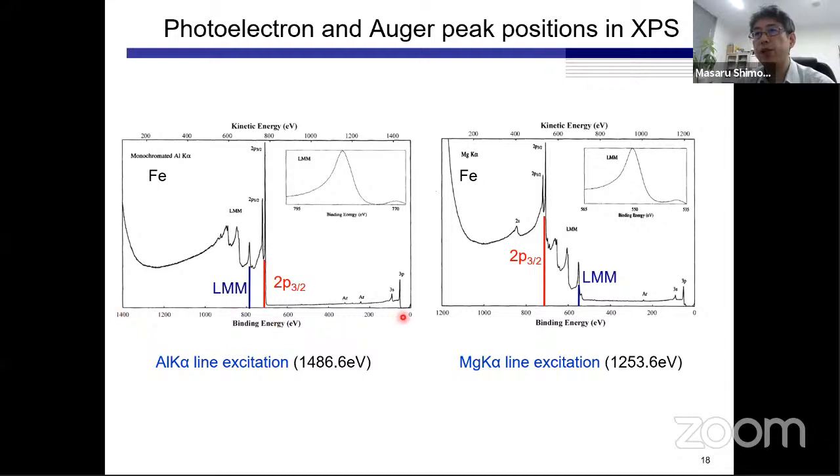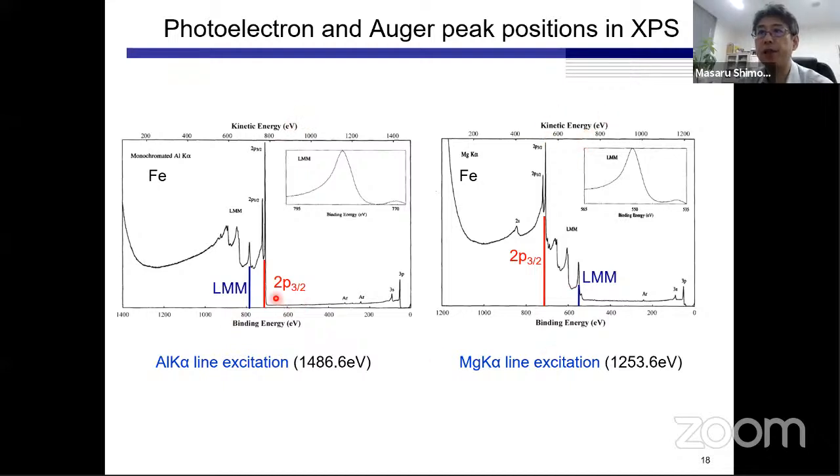And look at these two horizontal axes. The bottom one is binding energy. The top one is kinetic energy. Depending on the excitation source, the kinetic energy of the photoelectron is different. For example, in here it's like 700 something, but in here 500 something. So kinetic energy is changed, but we use the equation that I explained to determine the binding energy. So the 2p binding energy, both are the same.